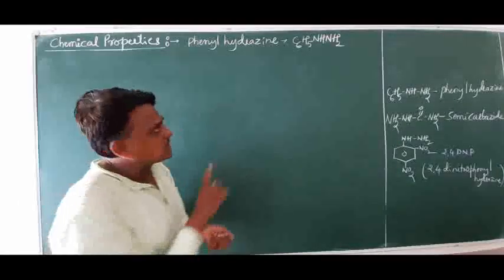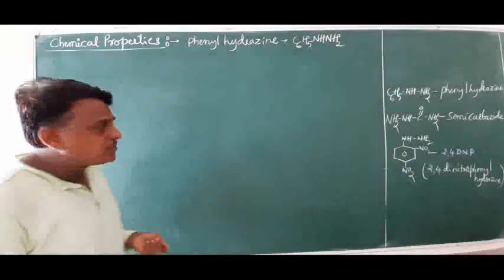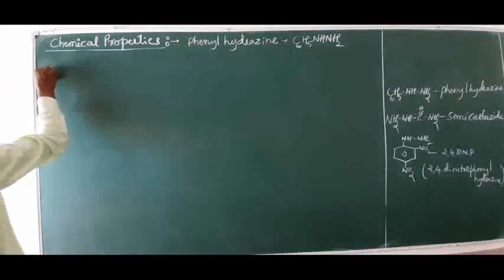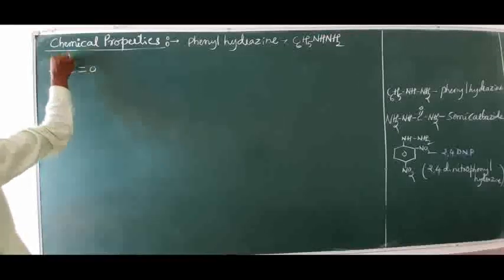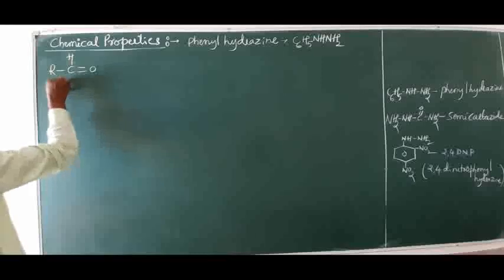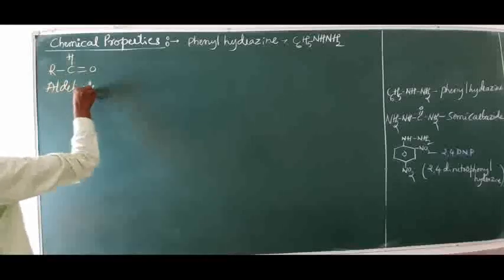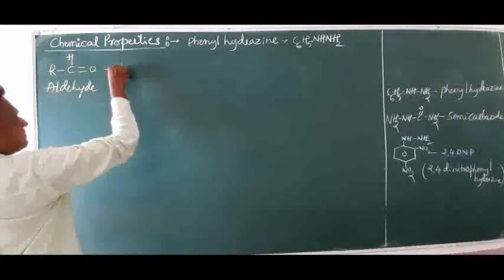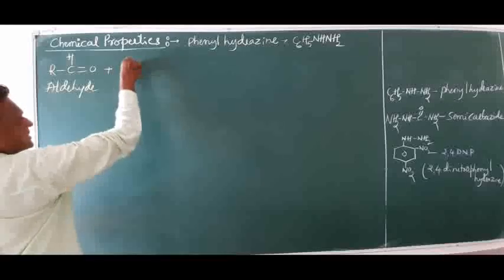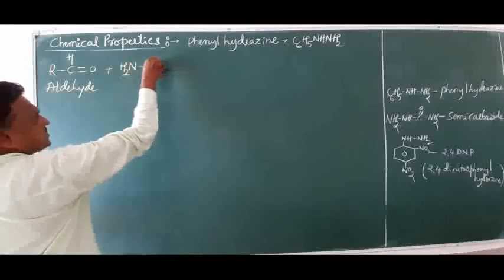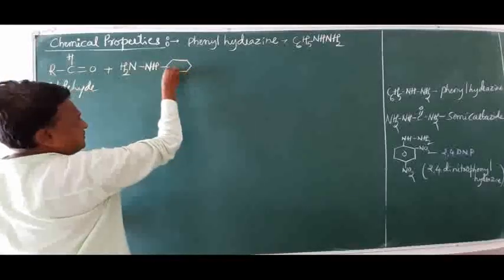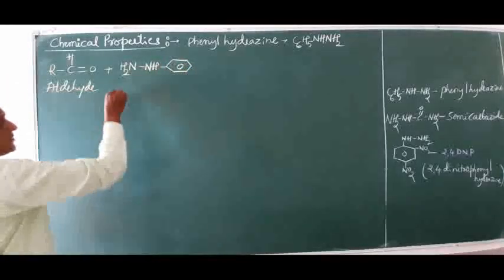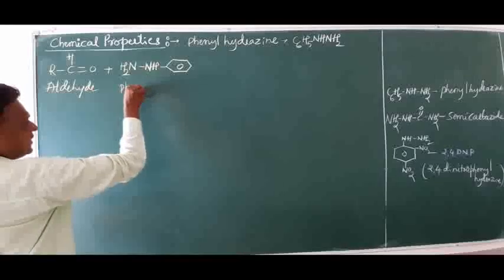The formula is C6H5NHNH2. What happens when this phenylhydrazine is condensed with an aldehyde? This is your aldehyde, condensed with, for my convenience, the formula NH2NH. If you want, like benzene, better I mention the benzene ring here. The name of this compound is phenylhydrazine.